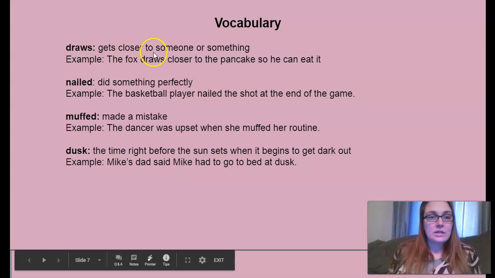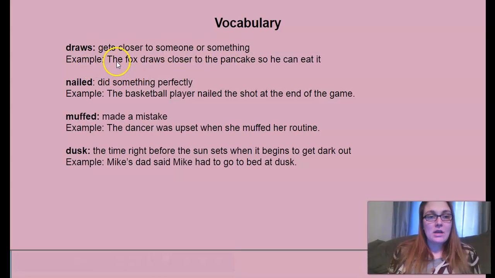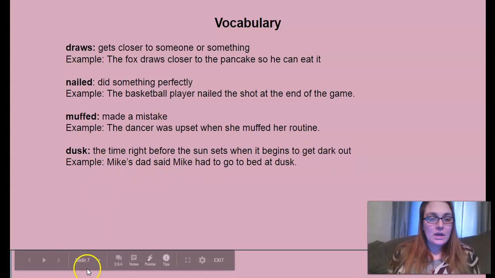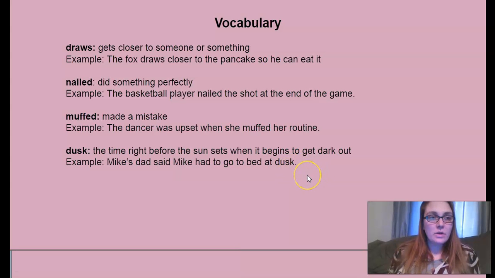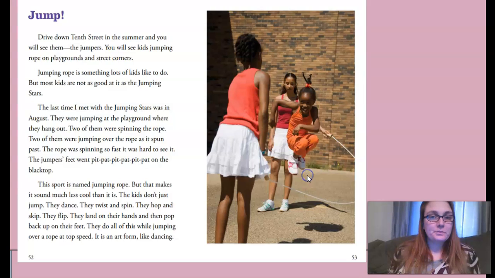Vocabulary: draws, gets closer to someone or something. The fox draws closer to the pancake so he can eat it. Nailed, did something perfectly. The basketball player nailed the shot at the end of the game. Muffed is made a mistake. The dancer was upset when she muffed her routine. Dusk, the time right before the sun sets when it begins to get dark out. Example, Mike's dad said Mike had to go to bed at dusk. Okay, so those are some of the vocabulary words you'll see in today's story.